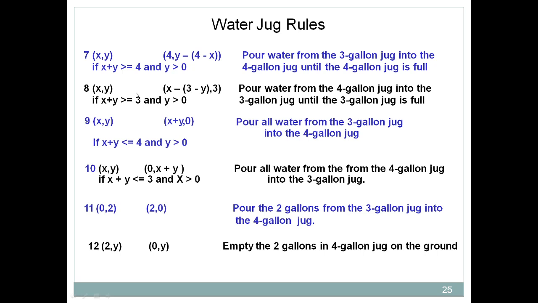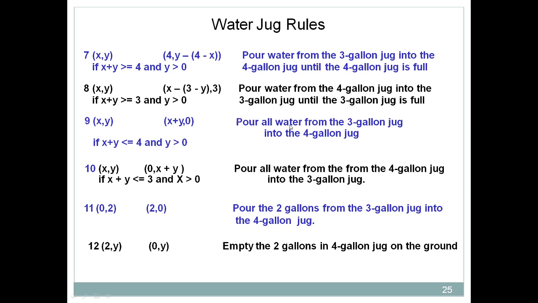Okay, here there is one correction: the value of x should be greater than 0. So in these two rules, we have transferred some amount of water from the 4 gallon jug to the 3 gallon jug or from the 3 gallon jug to the 4 gallon jug. Now the next two rules we formulate specify transferring all the water from the 3 gallon jug to the 4 gallon jug or from the 4 gallon jug to the 3 gallon jug.